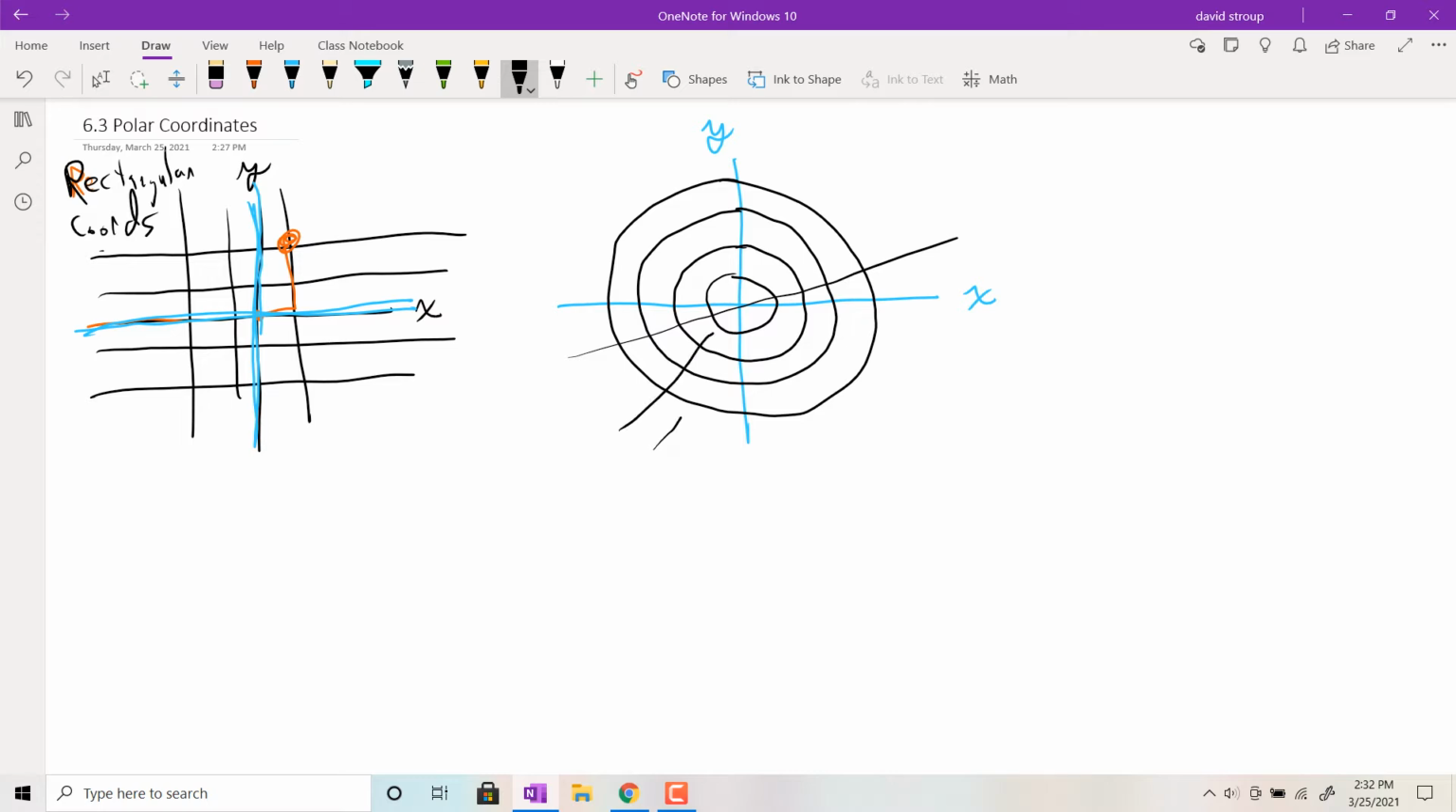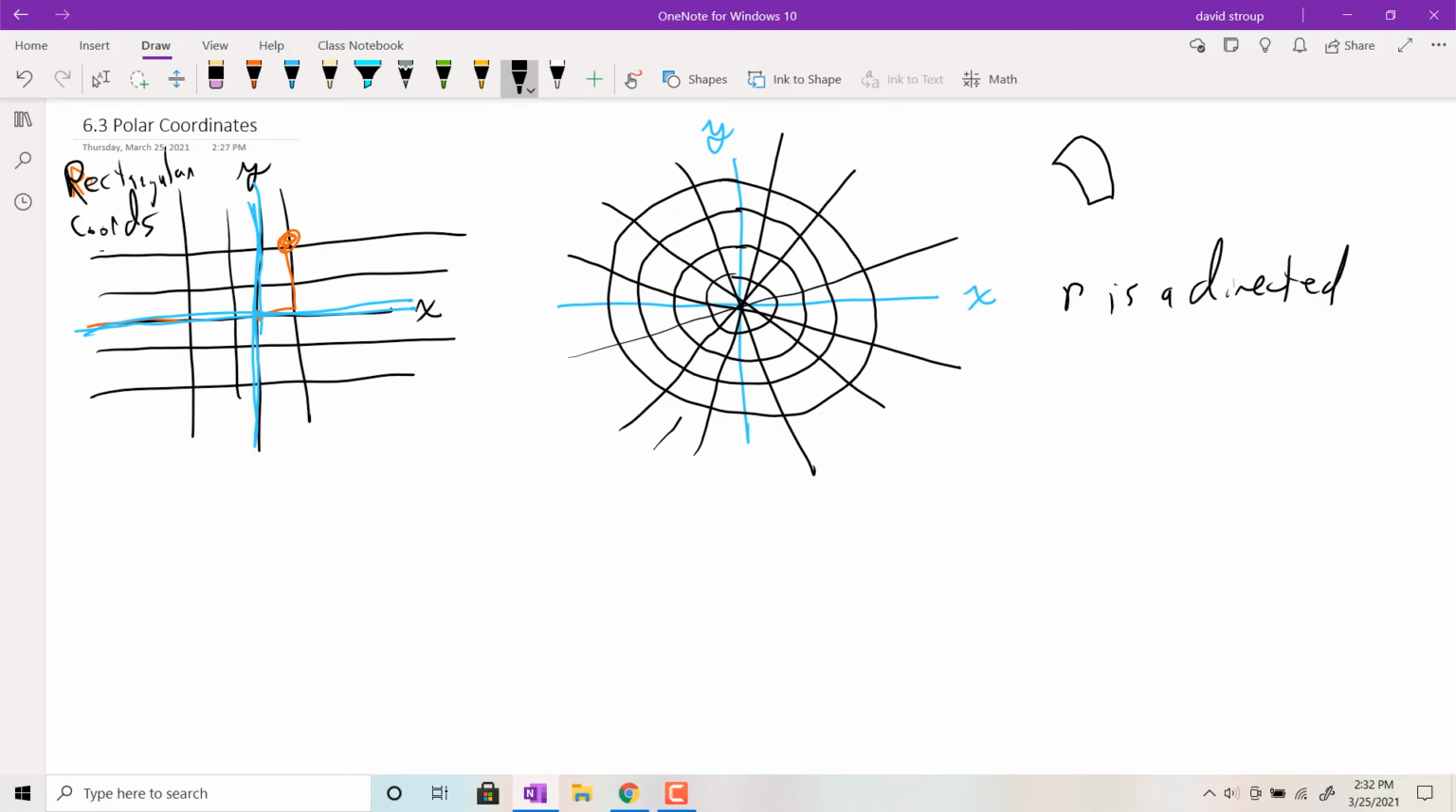So instead of having squares, you have these weird little segments all throughout, these warped boxes. Okay, so how would I designate a point in this new grid system? What you're going to need is a directed distance, which they call r, and then a directed angle, which they call theta.